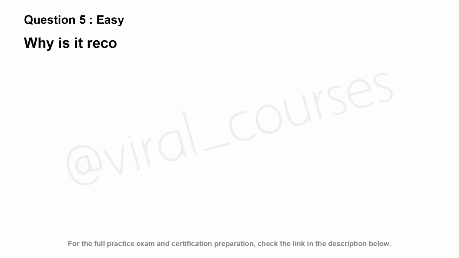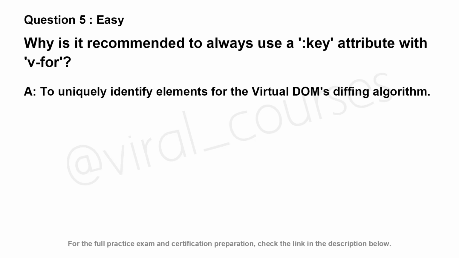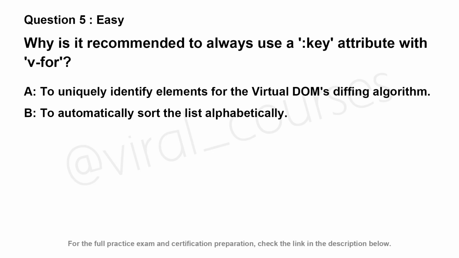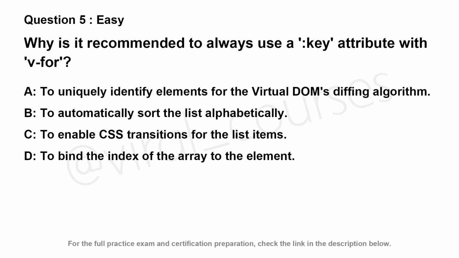Why is it recommended to always use a key attribute with v-for? Option A. To uniquely identify elements for the virtual DOM's diffing algorithm. Option B. To automatically sort the list alphabetically. Option C. To enable CSS transitions for the list items. Option D. To bind the index of the array to the element.